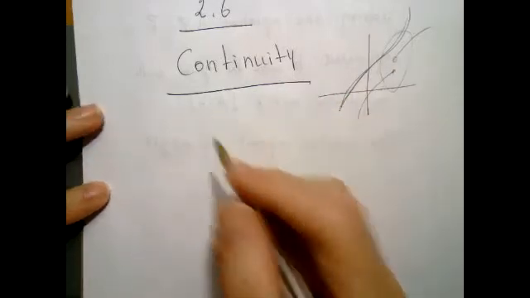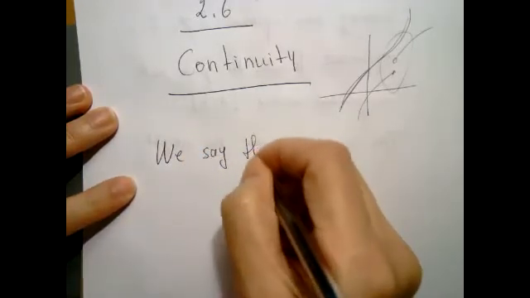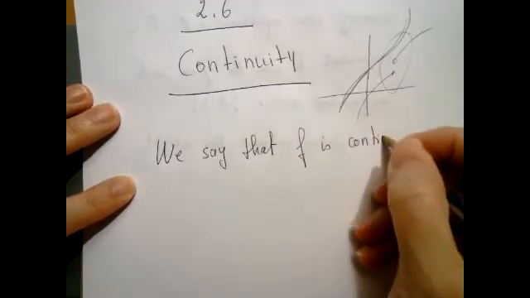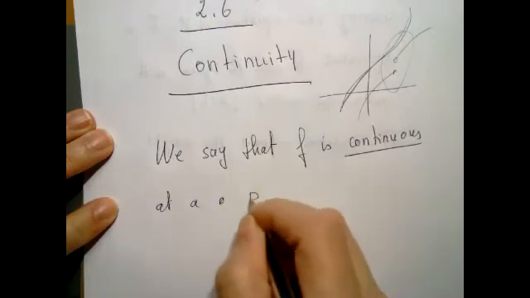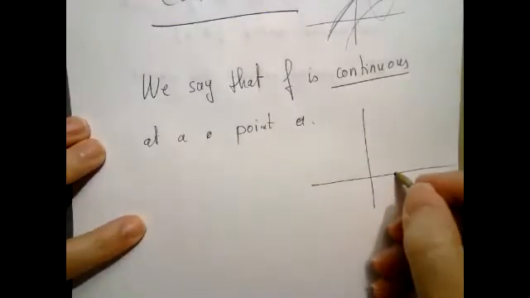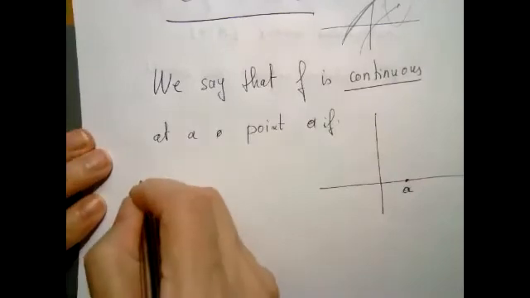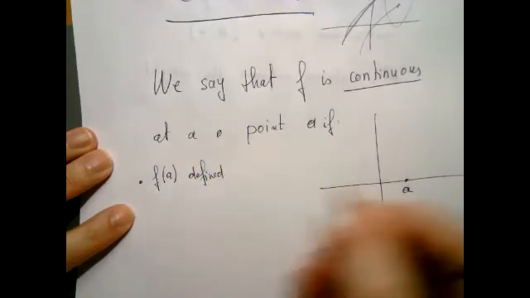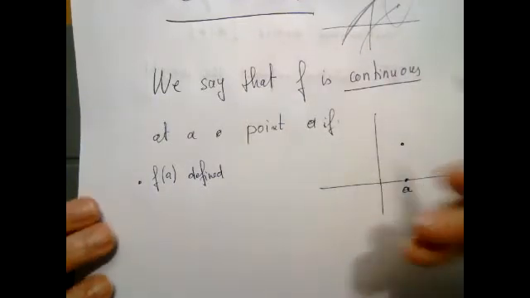So, definition: we say that a function f, which has an input and an output, is continuous at a point a, so at an input point, if the following conditions are satisfied. First, the function should be defined at this point. So we want an output here. It cannot be just an asymptote. It cannot be a hole. The function should have an output here.